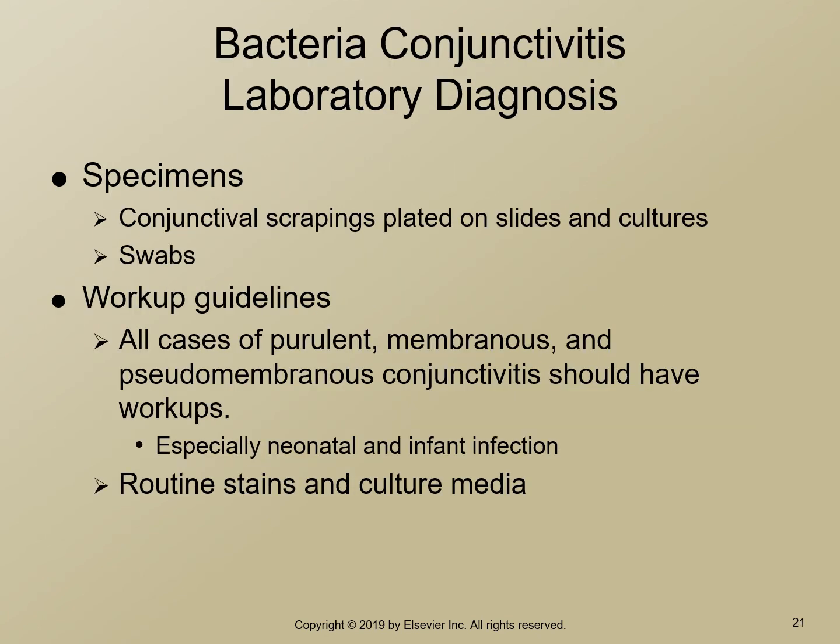Laboratory tests can assist in differentiating acute, allergic, and chronic conjunctivitis. The specimens requested would be conjunctival scrapings that are collected using a spatula, blade, or sterile swab and plated directly onto culture media and slides. Routine stains can be used, such as Gram stain or Giemsa, and culture should reveal the causative agent in most cases. All cases of purulent membranous and pseudomembranous conjunctivitis should have workups, especially those associated with neonate or infant infections.